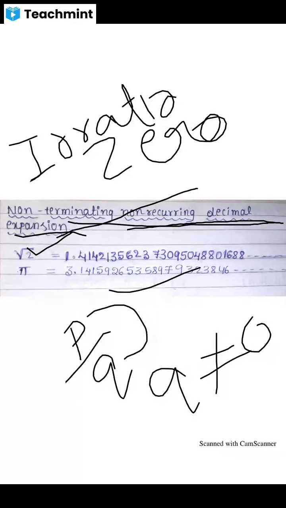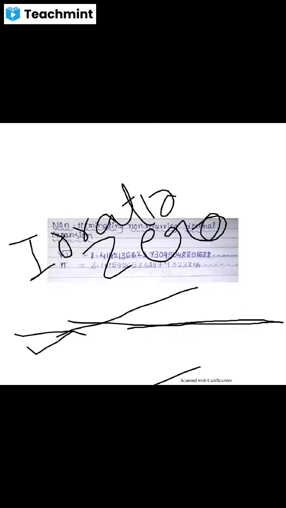Now, let us move on. Terminating decimal expansion. Can we add it to rational? Yes, we can add the terminating decimal expansion into the rational group.